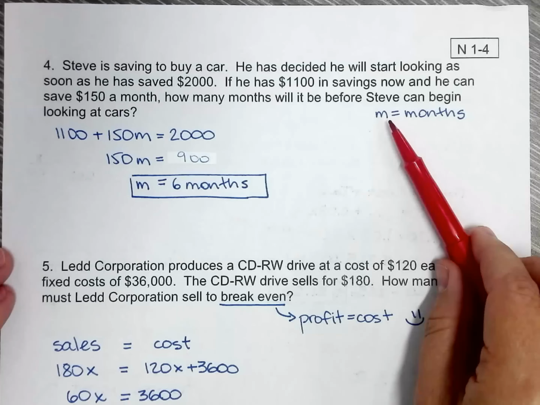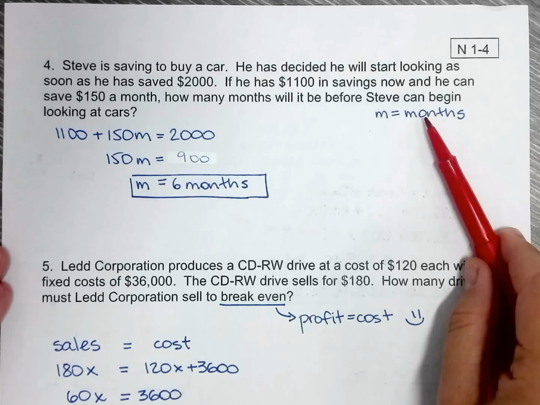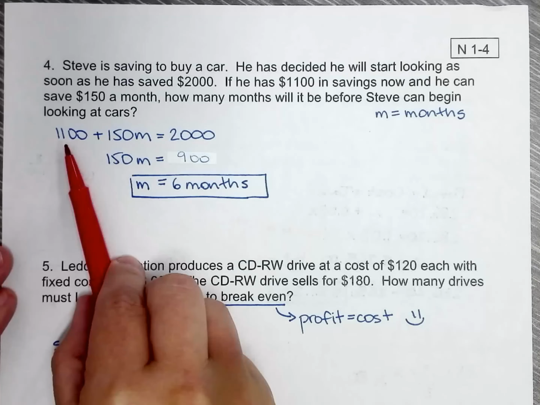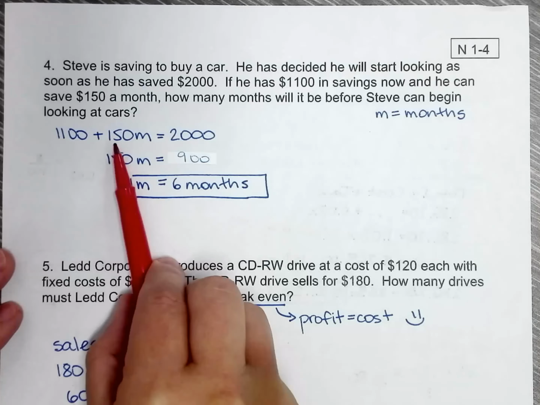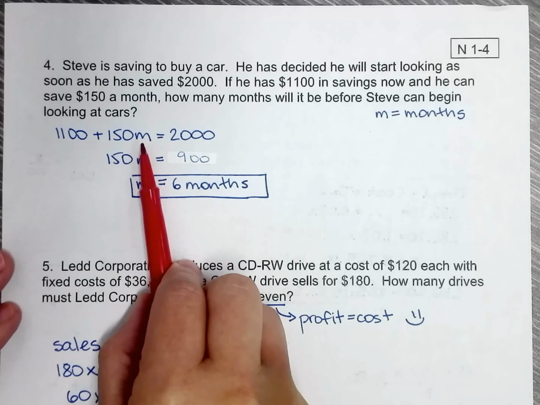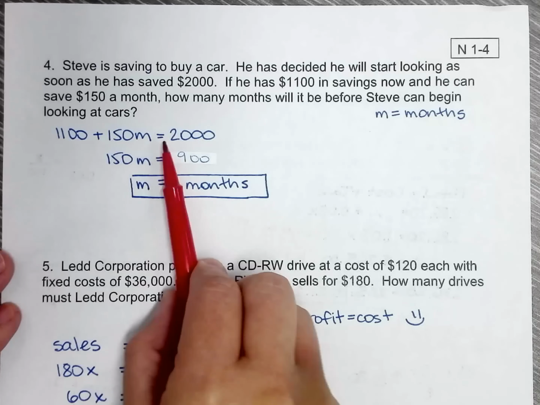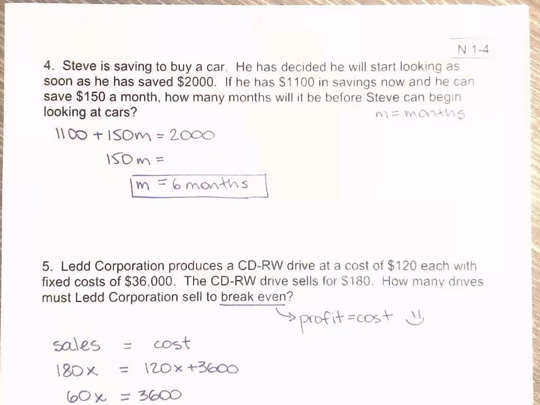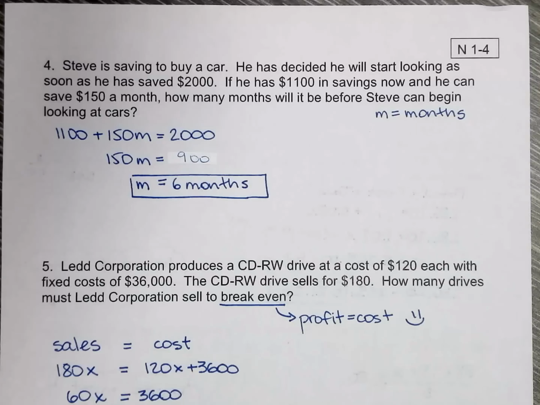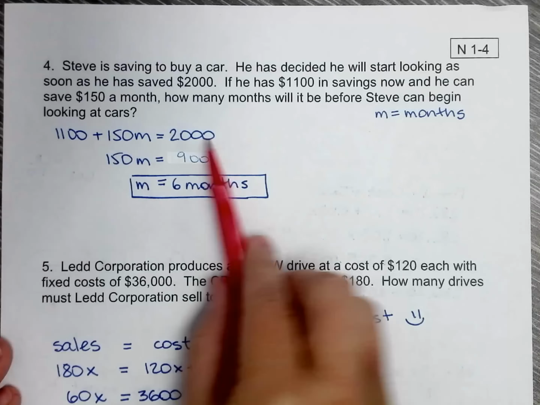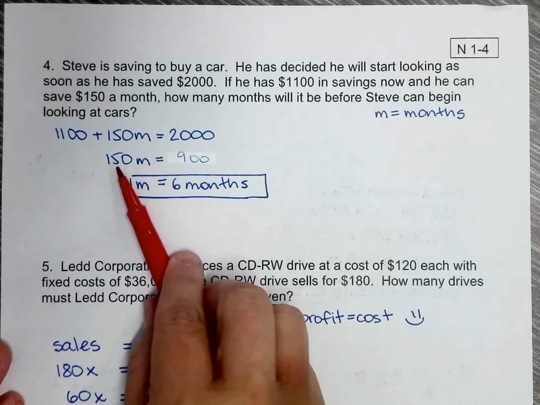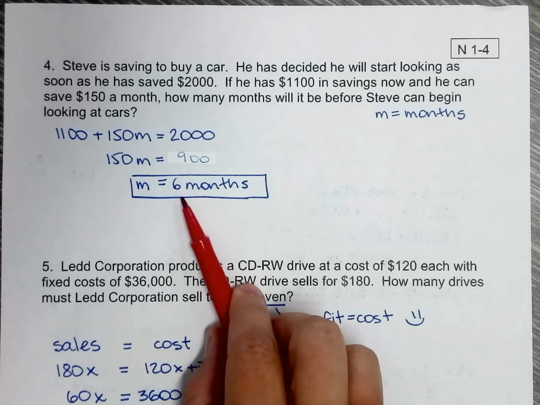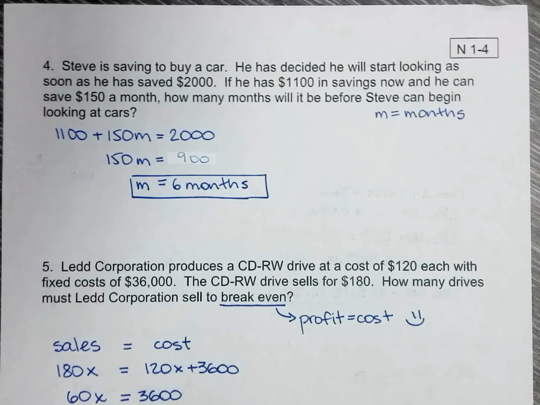So here I label my variable. M represents the number of months. Steve already had $1,100 saved up, plus he's going to save $150 each month, times M, equals $2,000, the amount he needs before he can start looking for a car. So minus 1,100 on both sides gives me 900. Divide both sides by 150, that gives me 6 months. So right at 6 months, he will have $2,000 saved up for a car.